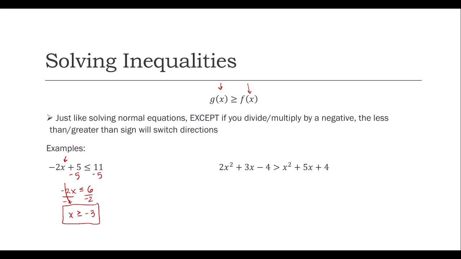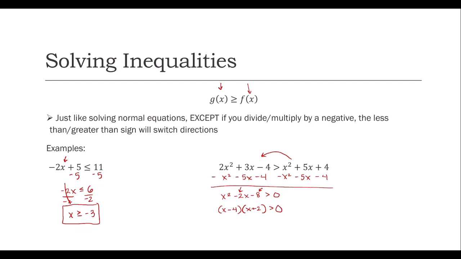For the second one, we're going to shift everything to one side and set it equal to 0. So we'll subtract x squared, subtract 5x, and subtract 4. So this will give us that x squared minus 2x minus 8 is greater than 0. So we need to find what multiplies to negative 8 and adds to negative 2. So that's going to be negative 4 times positive 2, and negative 4 plus positive 2. So that's going to be greater than 0.